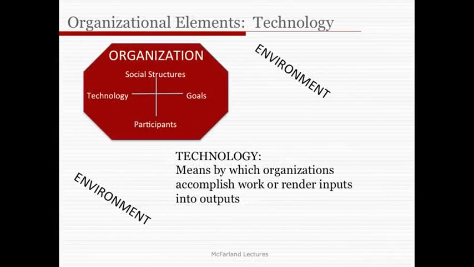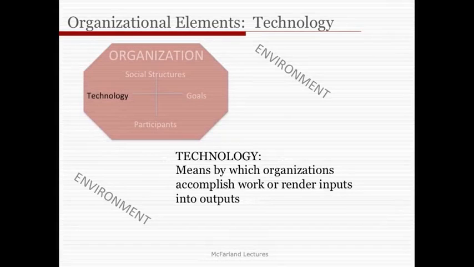Fourth, an organization has a technology. And this can be a confusing concept. What it means is that a technology is a means by which an organization accomplishes work or renders inputs into outputs. By this, the common word we would use is tasks. And tasks are often called technology because machines and factory lines accomplish many tasks in today's organizations.